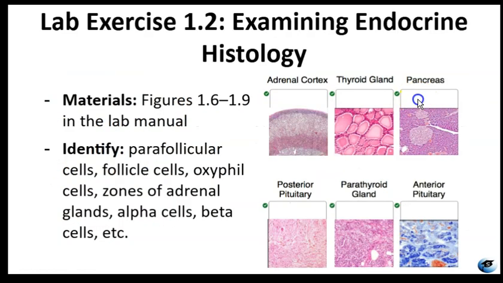Now for the lab exercise 1.2, you're going to begin examining endocrine tissue histology using the images provided in figures 1.6 through 1.9. This exercise is designed to help you recognize microscopic structures of major endocrine organs and understand how form relates to function. As you review these figures, pay close attention to identifying specific cell types. So, for instance, in the thyroid gland, look for follicle cells, which surround the hormone-filled follicles, and then parafollicle cells, which are located between the follicles and produce calcitonin.